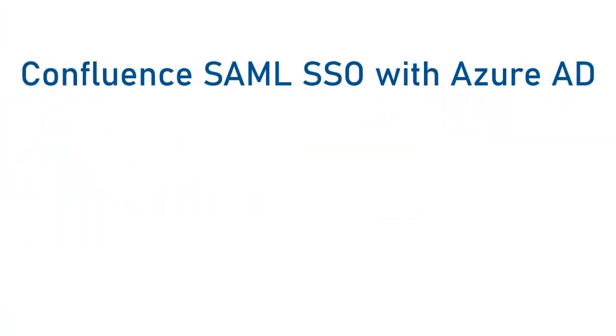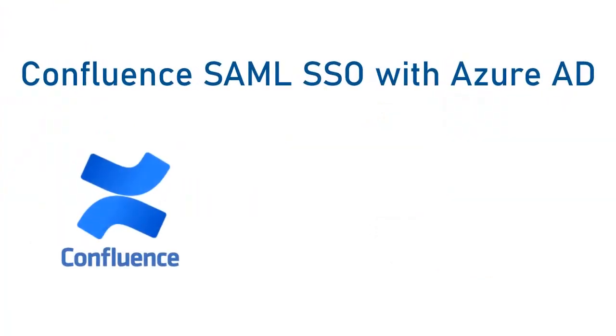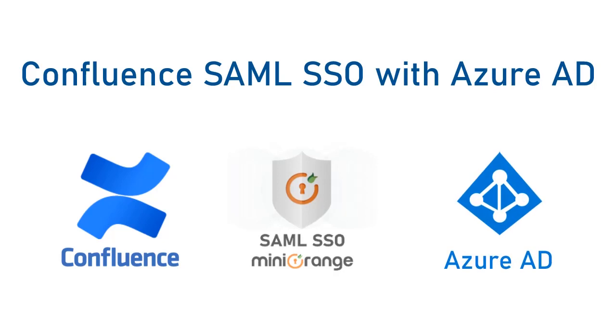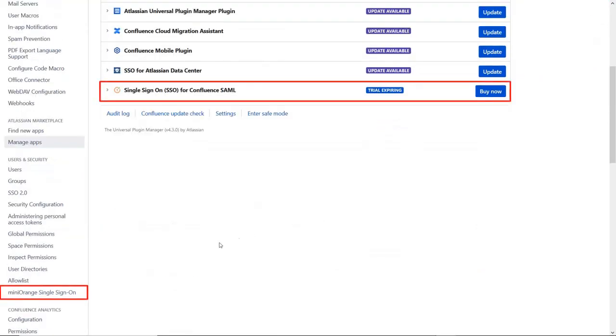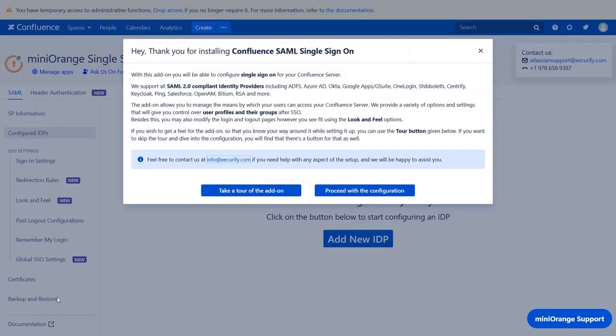So, in this video, we are going to set up Confluence Single Sign-on with AzureAD Enterprise application, using SAML protocol. Let's get started with the setup. Scroll down. Click on miniOrange Single Sign-on. You can navigate the plugin by clicking on Take a Tour of the add-on. Now let's proceed with the configuration.